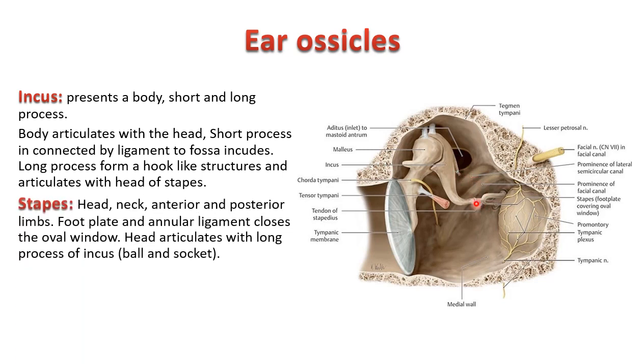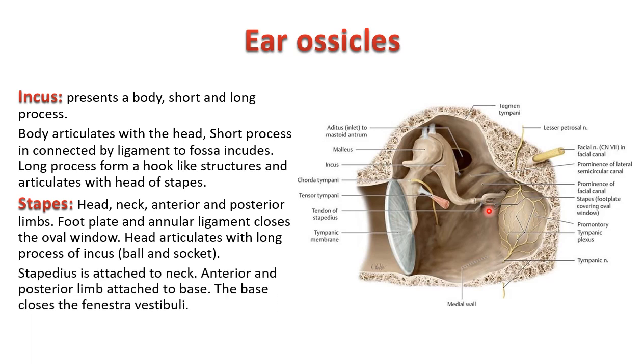Then you are able to see the stapes bone, which has a small head, then a neck, and it has two limbs, anterior and posterior. The anterior and posterior limbs are actually attached to the footplate. Okay, it is attached to the footplate or basal plate. So the head articulates with the incus, forming the ball and socket joint.